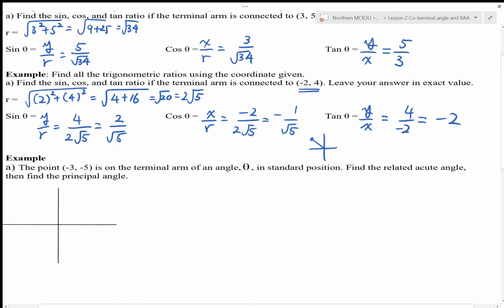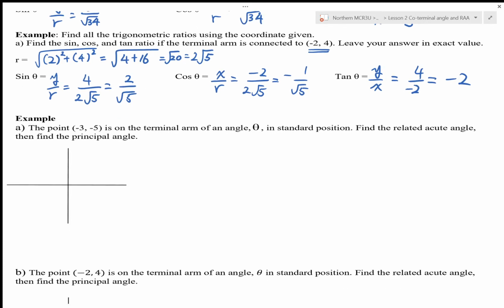And as you can see, the sine theta is positive, whereas the cosine theta and the tangent theta are both negative. So it does make sense. At the end, it's actually a good habit to check using the CAST rule and the actual position of the coordinate. Okay. Now the next one is pretty much the same, but one step further.